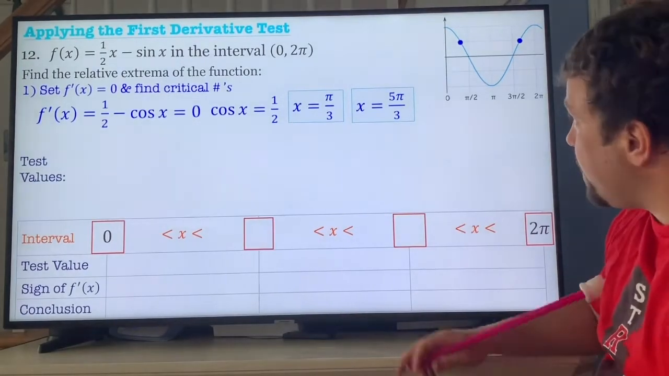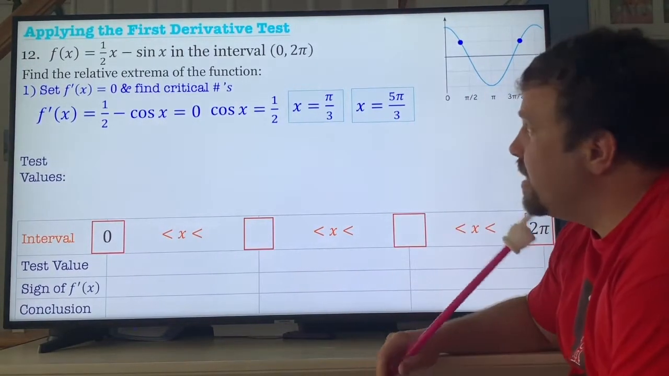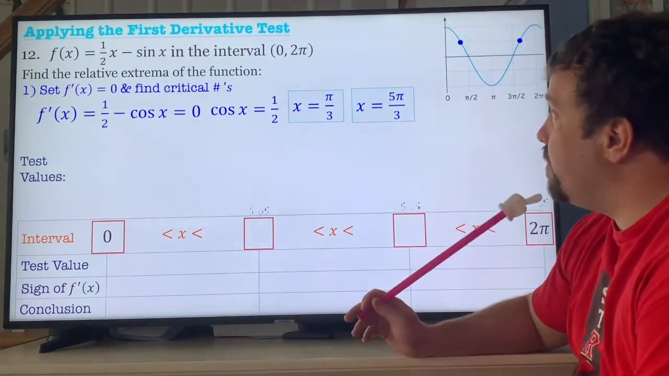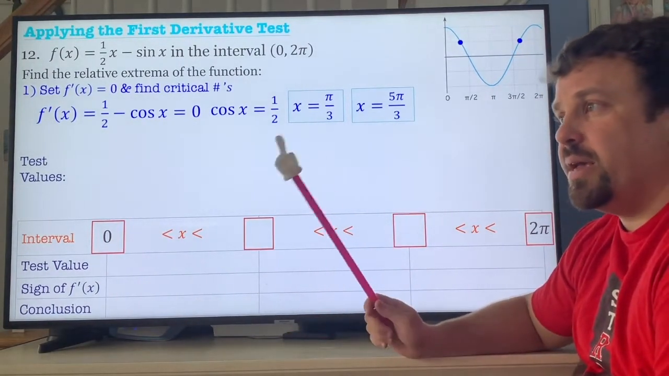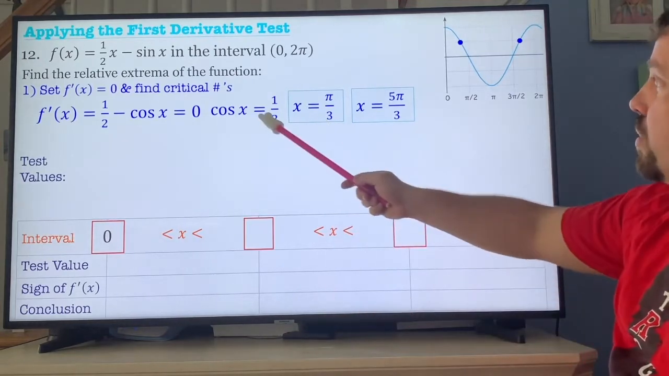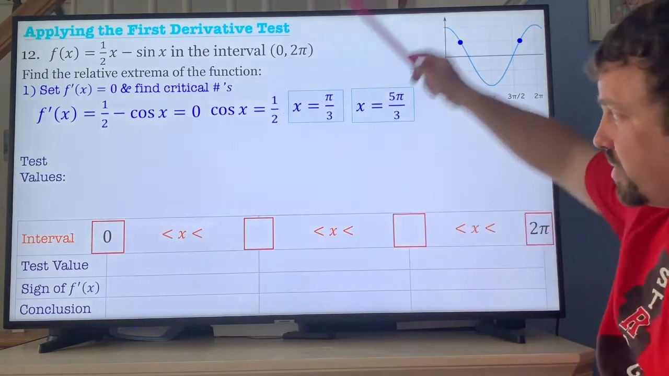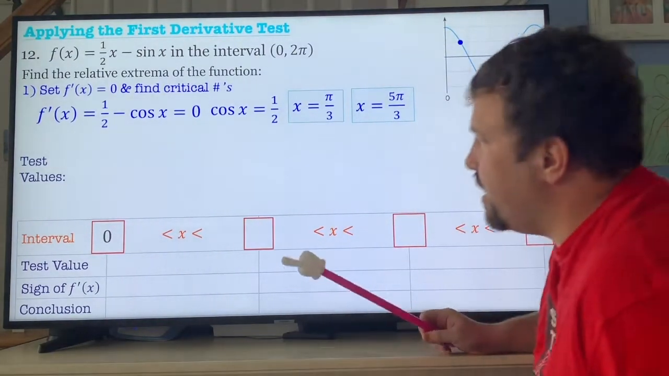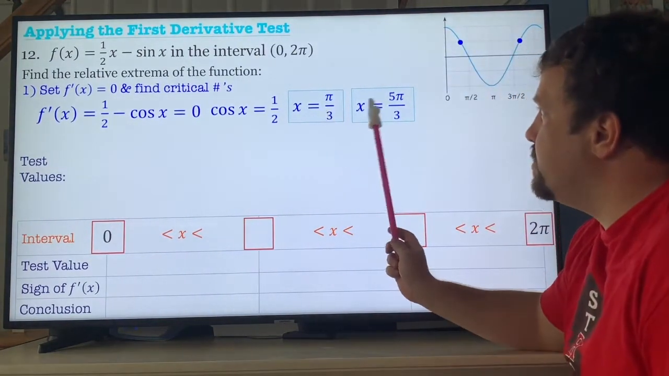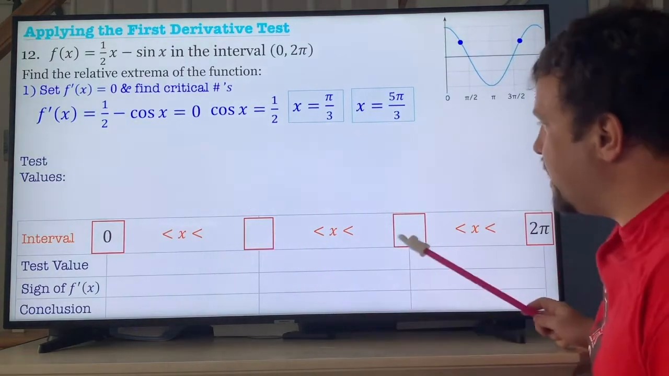Now, not everyone could do this in their head. You can use the unit circle, or you can also use, in the back of your books, there's a page that actually tells you all the different things cosine x equals. It says all the things they equal, and then it tells you what x would be. Anyway, these are my two critical numbers, so they go in my two boxes.